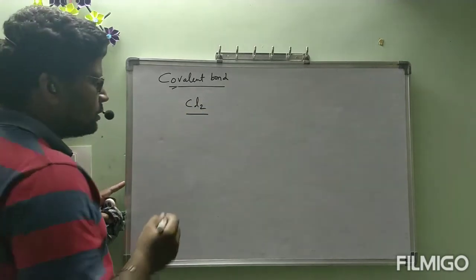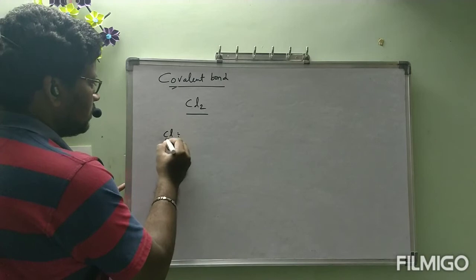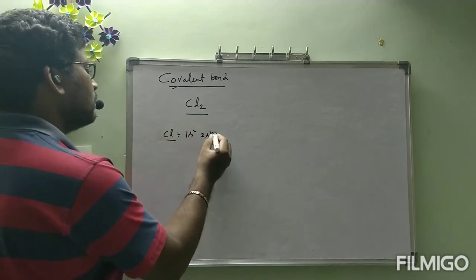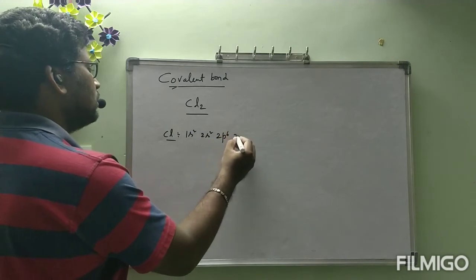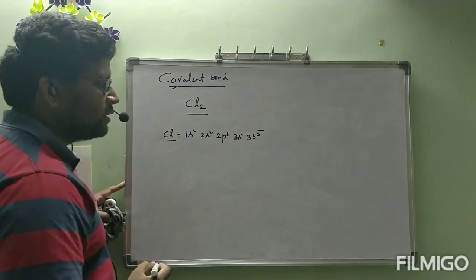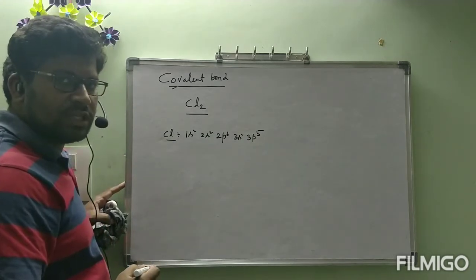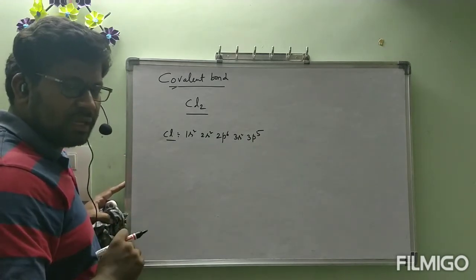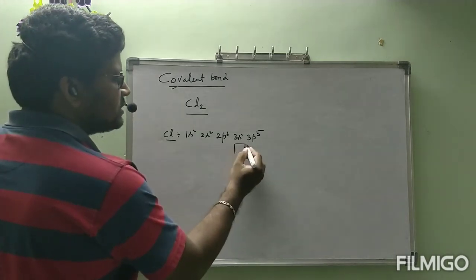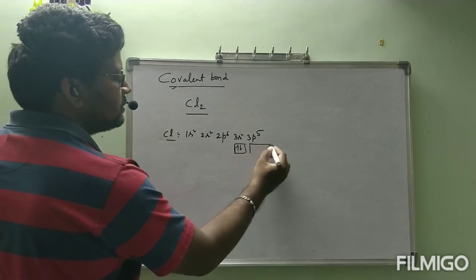Cl2, chlorine. Electronic configuration of chlorine: 1s2, 2s2, 2p6, 3s2, 3p5. Chlorine has how many shells? 3. In that, what is the outermost shell? Third shell. That's why that outermost shell alone I am showing now.